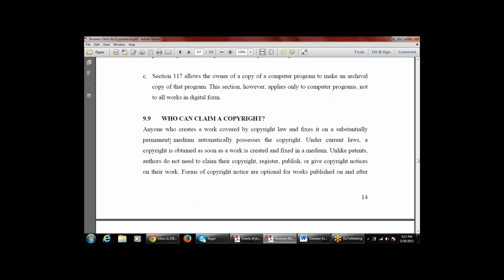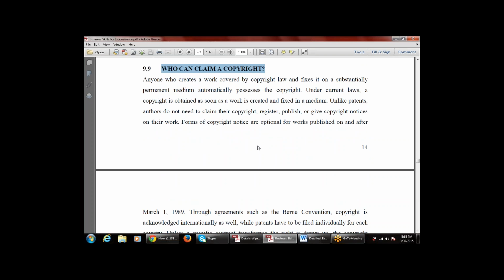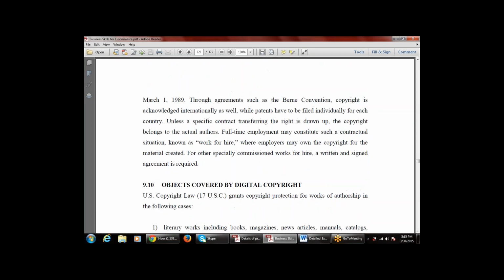So this is who can claim a copyright. Either a full-time employee or a part-time employee can claim a copyright, and it is applicable as soon as the work is done and as soon as it is fixed in or created in or applied to a physical medium.